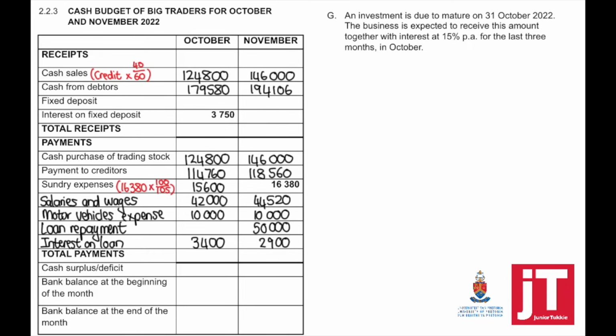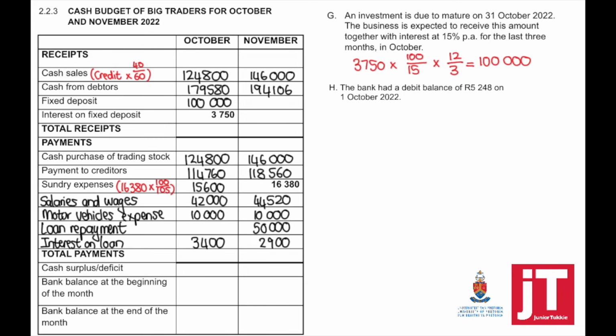So if I want to find out what was the fixed deposit amount, we need to find this out by using the interest times 100 divided by 15, because the interest rate was 15%. And then we're going to say times 12 divided by 3, because that represents interest for the last 3 months. So the total investment was 100,000. And that will be the fixed deposit. If it matures, it means that is what we expect to receive from the fixed deposit.